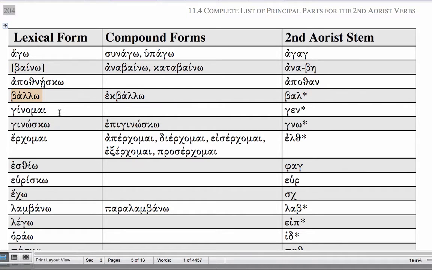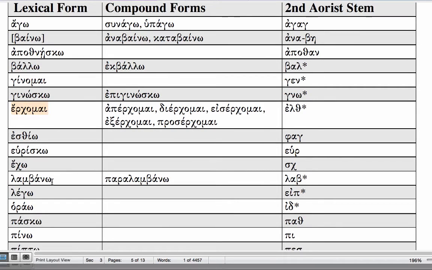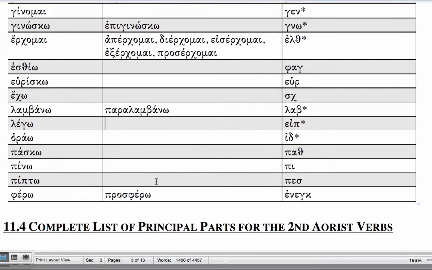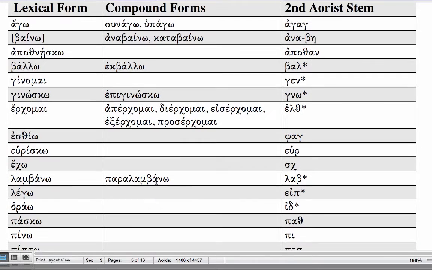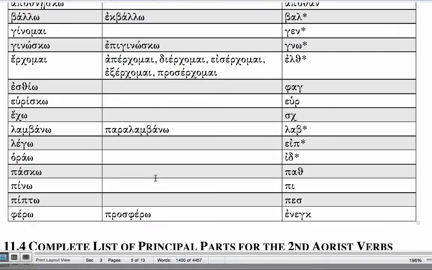So for ballo, ginomai, ginosko, erchomai is very common. Lambano, lego, which has a very common stem change as well. Horao, eidon, very common. So you can see the listing of those very common ones to start memorizing. Now, we used to call these the dirty dozen, but you can see that there are more than a dozen. So focus on the ones that have an asterisk first, and then you can move on to master the others.